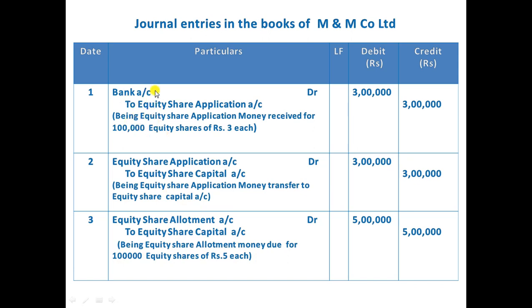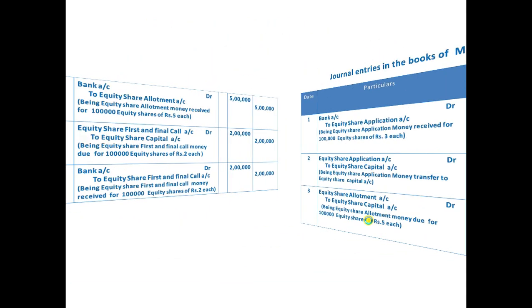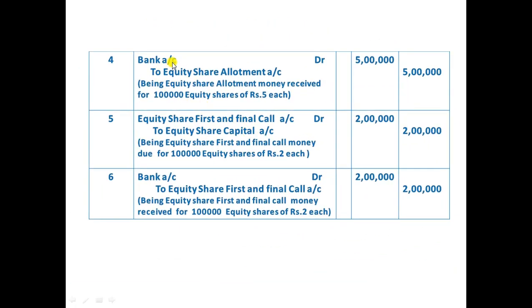So bank account debit as the first entry and to equity share application account 3 lakh, 3 lakh, and the second entry equity share application account debit to equity share capital 3 lakhs, 3 lakhs, and the third entry equity share allotment account to equity share capital 5 lakh, 5 lakh. Then the fourth entry bank account debit to equity share allotment account 5 lakh, 5 lakh, and the fifth entry equity share first and final call account debit to equity share capital account 2 lakhs, 2 lakhs, and the sixth entry is bank account to equity share first and final call account 2 lakhs, 2 lakhs.